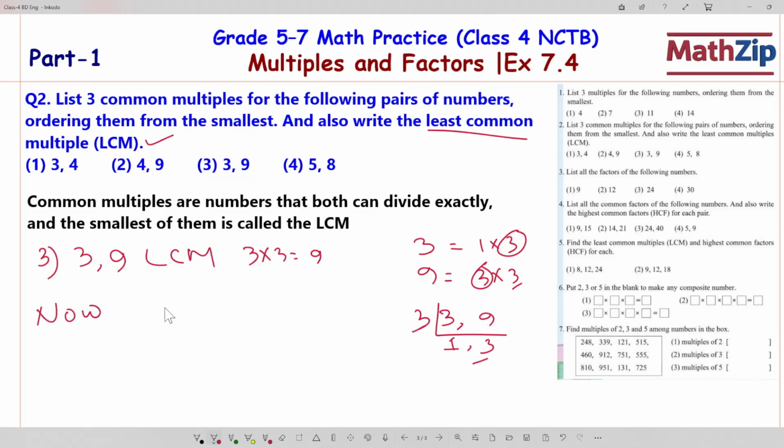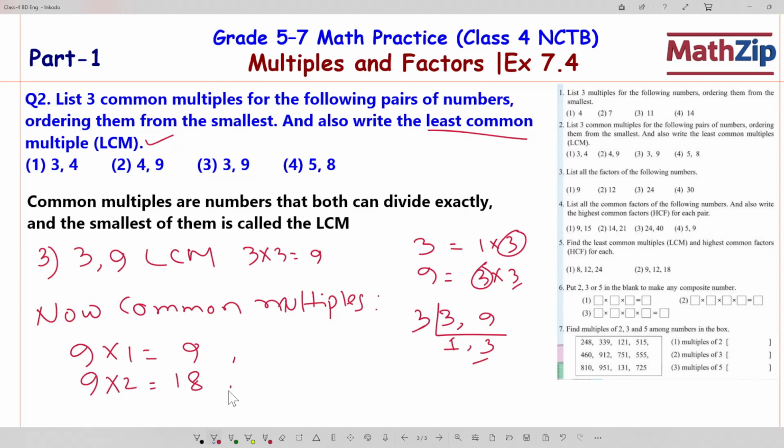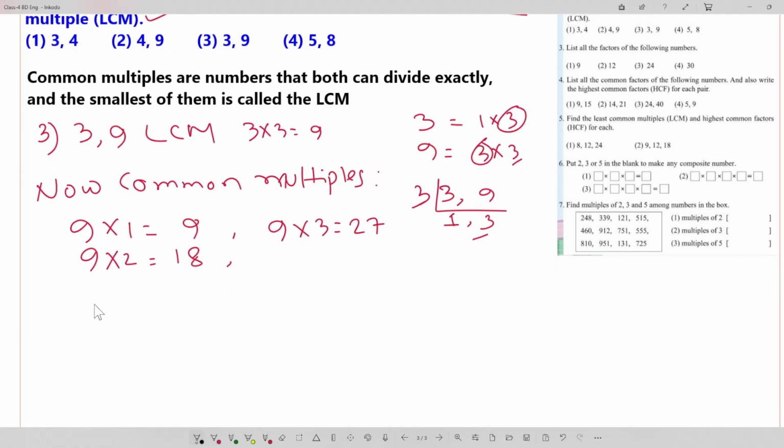Now the common multiples: 9 times 1 is 9, 9 times 2 is 18, and 9 times 3 is 27. These are the 3 common multiples for this pair. So the answer: 9, 18 and 27, and the LCM equals 9. Very simple.